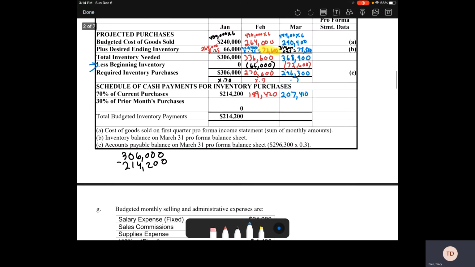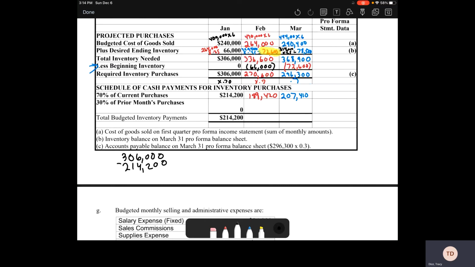All right, so that means you can do this one of two ways. You can take your 306 and just subtract the original 70% that we found, or you could take 306 times 0.3, so times that 30%. Either way, you're going to get the same amount. And when you do both of those, you should come up with $91,800. So we have $91,800 left to pay off of our purchases in January, and we are going to pay that off in the month of February.